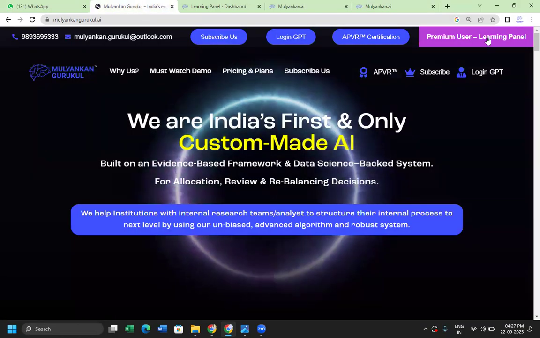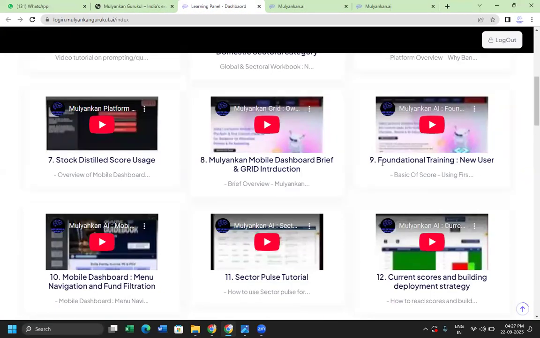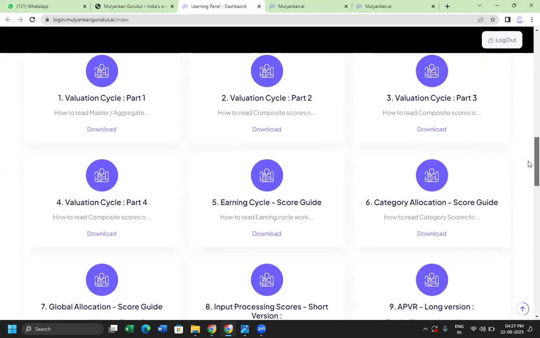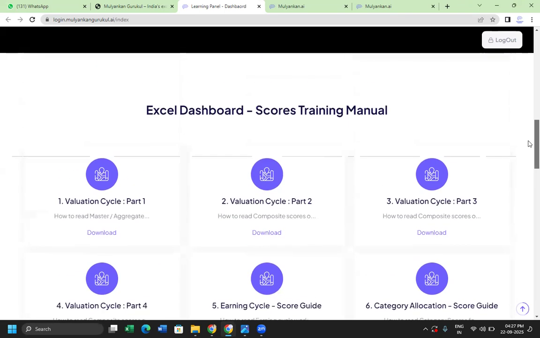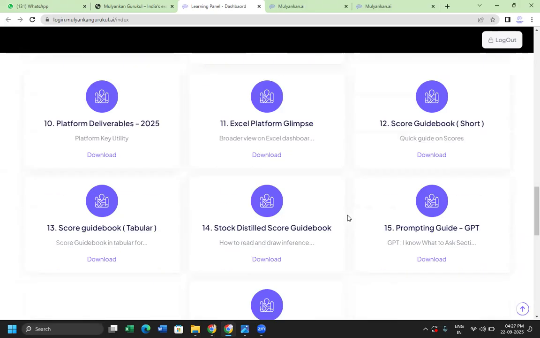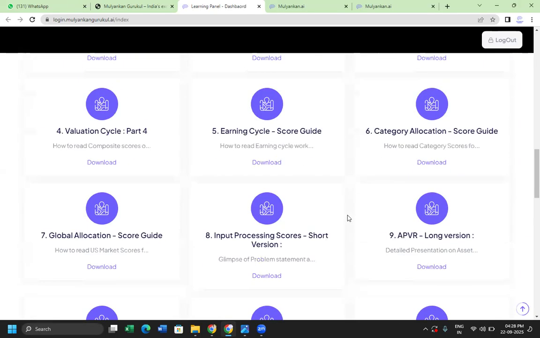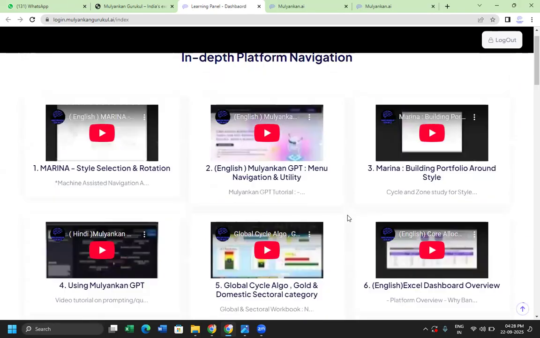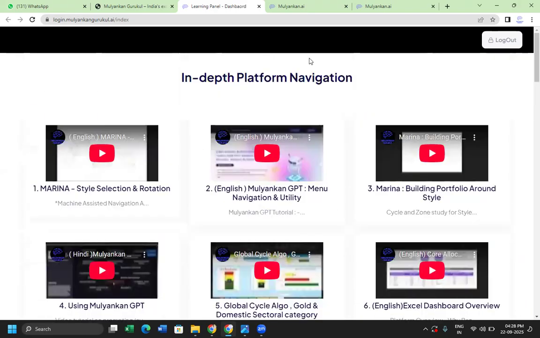Yes. So in the premium user learning panel, in the foundational training for new users, the nitty-gritty of the scores is covered. If you want to go into the detail, all the training manuals are available in the form of PDF and PPT versions. So everything is there in PDF and PPT. This is helpful. Thanks.